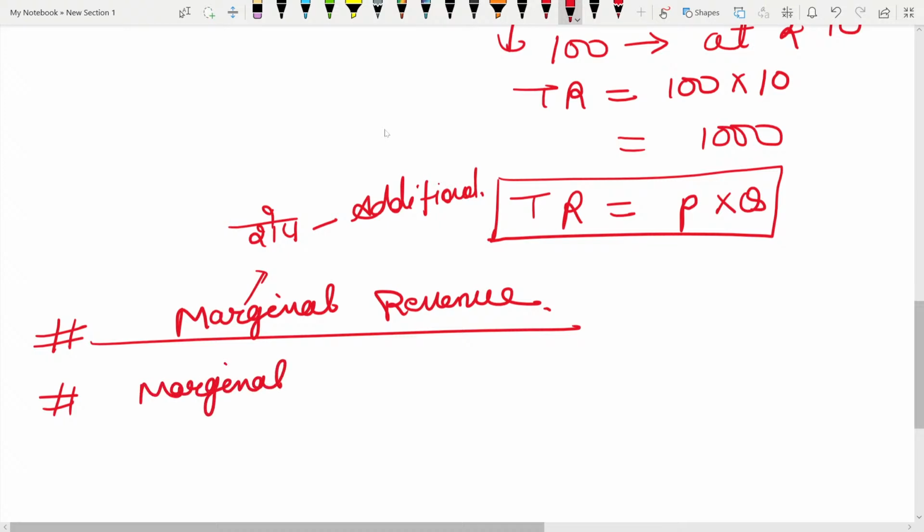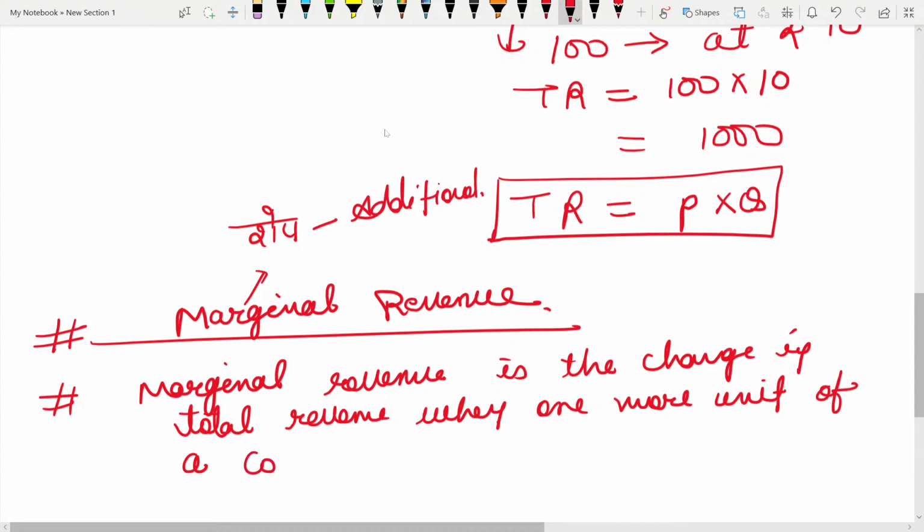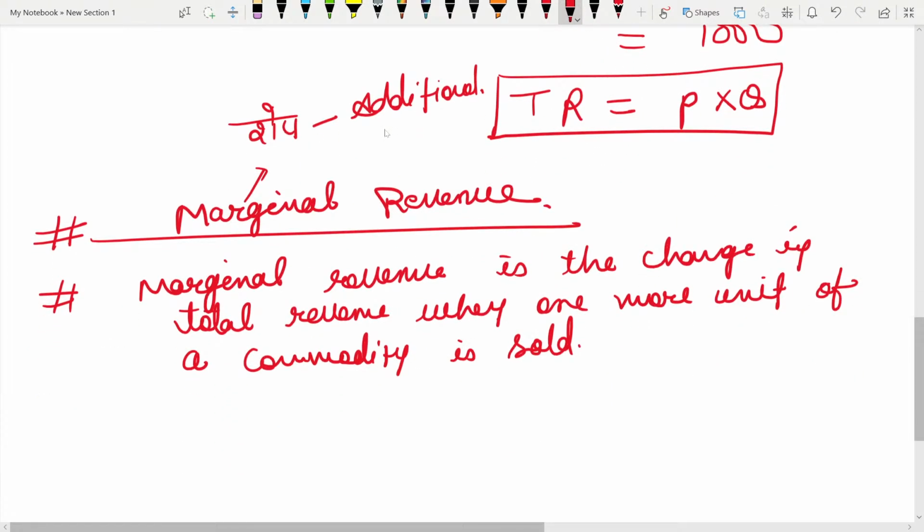Let's suppose in a definition, marginal revenue is the change in total revenue when one more unit of a commodity is sold. ठीक है, जब जब हम एक एक्स्ट्रा यूनिट को मार्केट में जाकर सेल करते हैं, तो उस सेल करने के कारण जब टीआर में, दैट इज टोटल रेवेन्यू में जो चेंजेस आता है उसे हम लोग मार्जिनल रेवेन्यू कहते हैं.